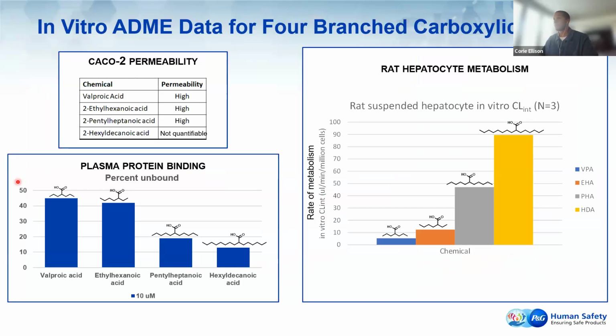As a summary, the chemical-specific ADME data is shown on the slide. The permeability rate through CaCO2 cells was very similar across the chemicals. High permeability was observed, and this indicates that the chemicals are expected to have relatively high oral absorption. The plasma protein binding data show that valproic acid and ethylhexanoic acid have higher fractions unbound compared to the other two case studies that we examined, PHA and HDA. When we look at the rate of hepatocyte metabolism, the in vitro hepatic metabolism data show that HDA and pentoheptanoic acid are metabolized at much faster rates than valproic acid and ethylhexanoic acid. So similar to the toxicodynamic data, the in vitro TK data is showing that the longer branch chain carboxylic acids are behaving differently than these shorter chain branch carboxylic acids.